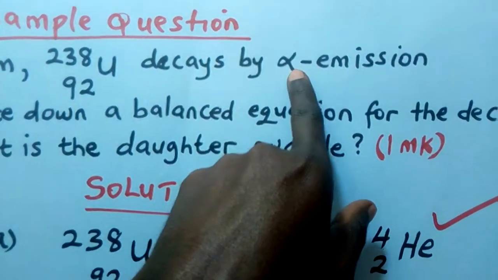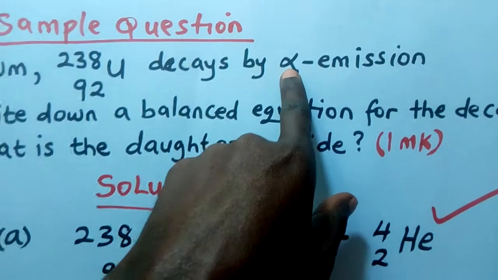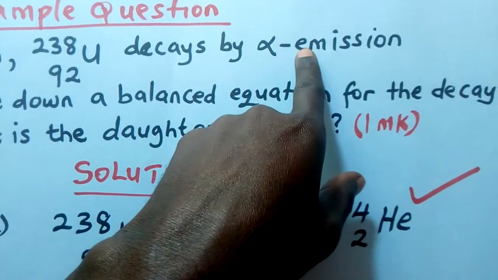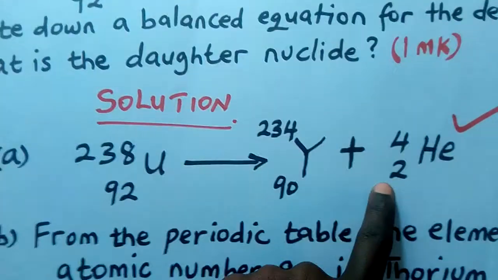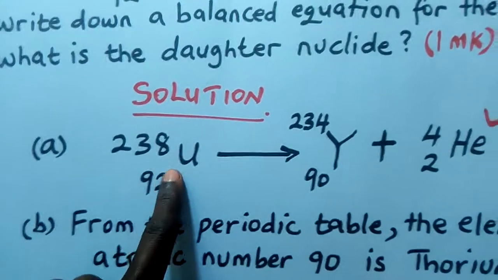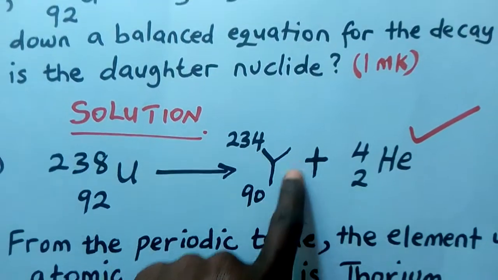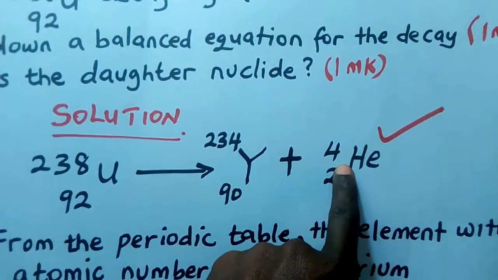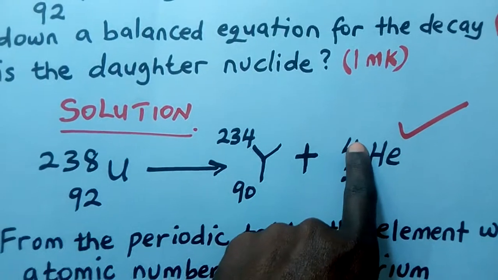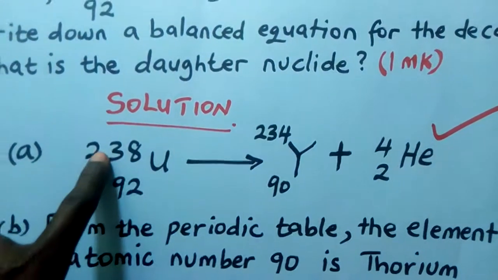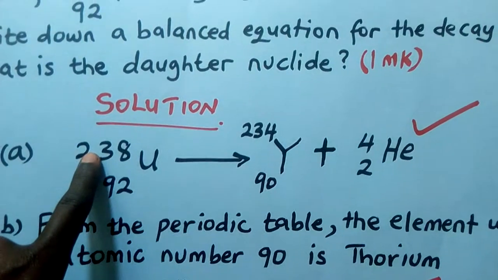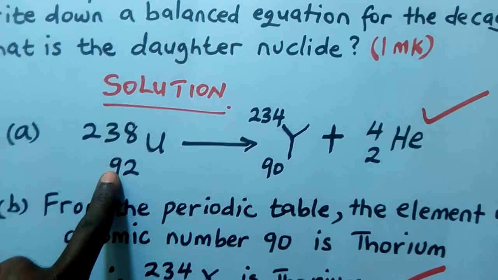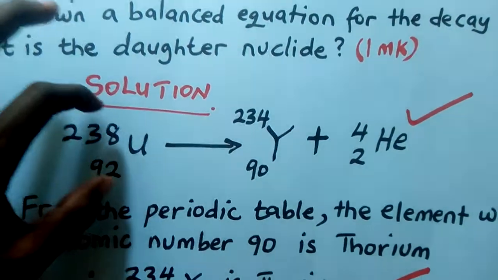If it was a beta emission, it means we would have a beta particle. If it is a gamma emission, we would write gamma rays rather. So our equation is going to be the parent giving us the daughter, we can use any letter Y because we don't know, plus alpha particle. Then you balance. You see, when you add this 4 plus 234, you get 238. You balance the mass numbers. Then when you add 2 plus 90, you also get what? 92.